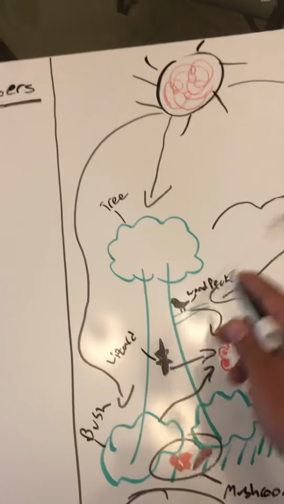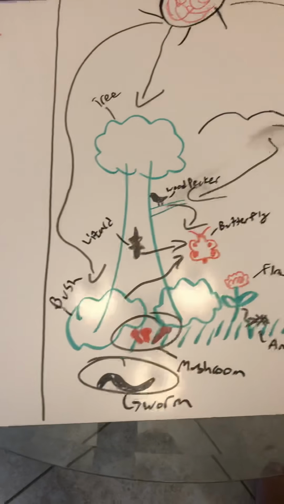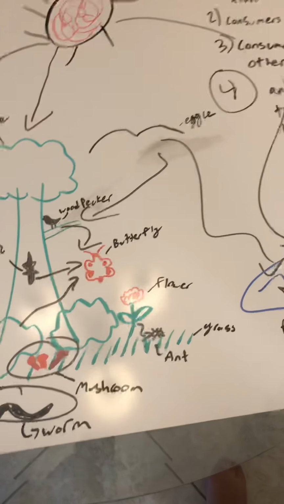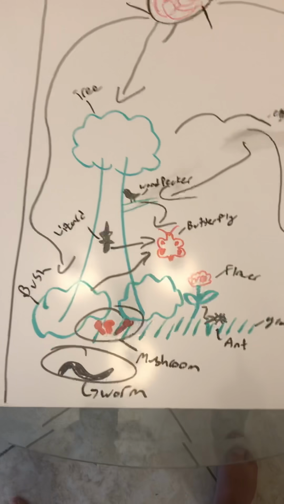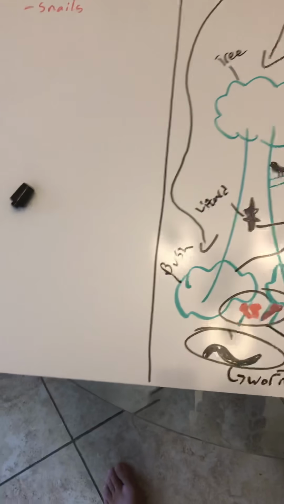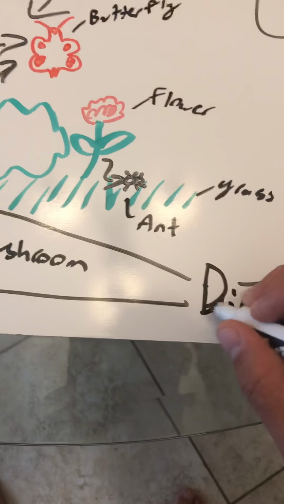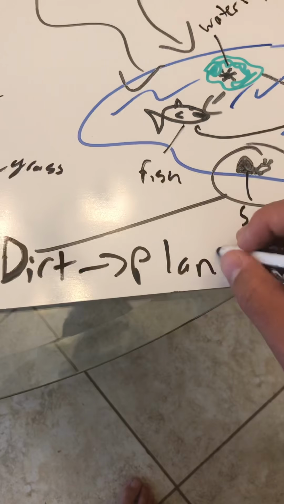all of that is going to eventually not get eaten by something else and end up dying and end up being decomposed by something like a worm or a mushroom or a snail, which takes that, if you think of a worm, whatever it eats, it turns back into dirt. So from these decomposers, things turn into dirt, which goes back to plants.